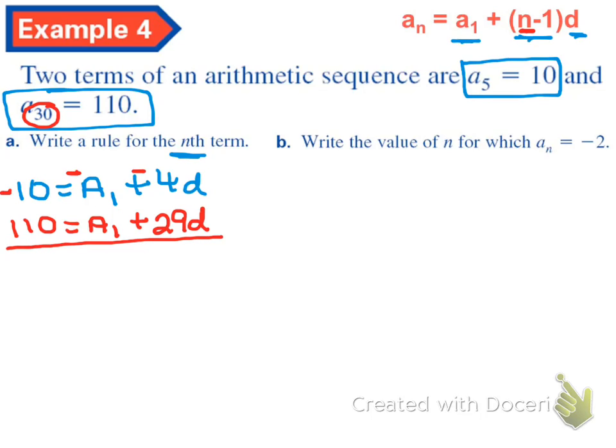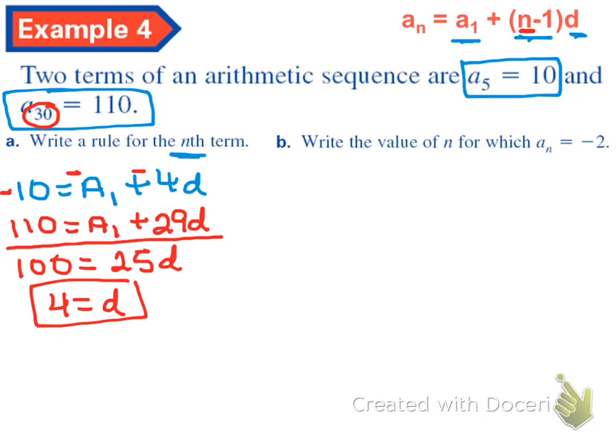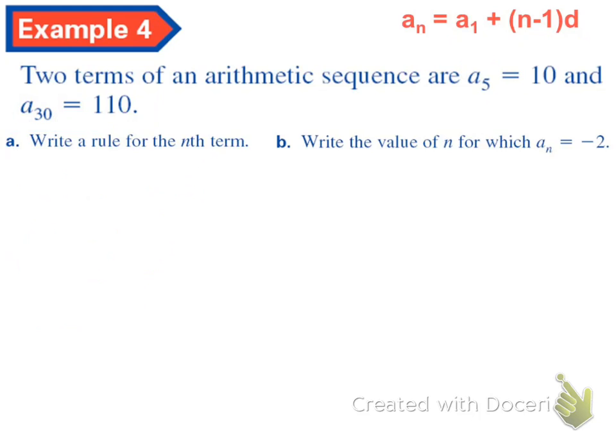Add the two equations together, you would end up with 100 is equal to, the first terms would cancel out, 29d minus 4d, you would end up with 25d. Divide both sides by 25, and you find that the common difference is 4. So we have one of our missing variables. We just need to go back and find what the first term is. It would be easiest to go back to the first equation and substitute in d, so that we would have 10, change to a different color here.